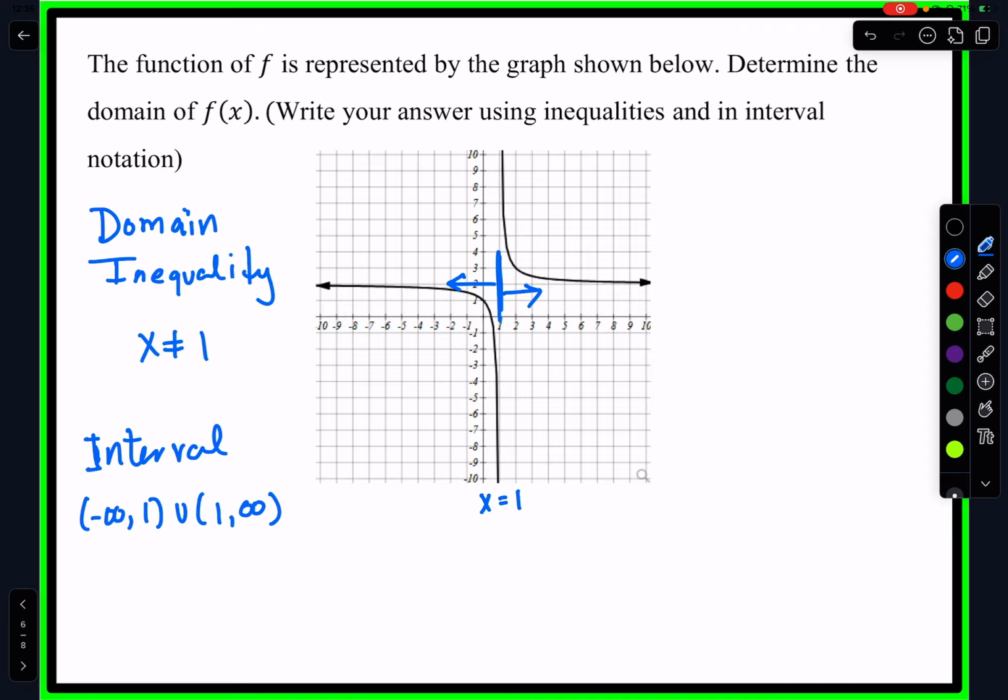And there you have your domain in both notations, in your inequality notation here on the top, and your interval notation right here in the bottom.